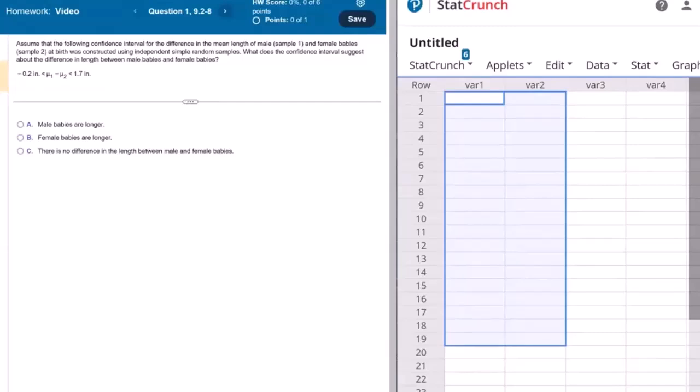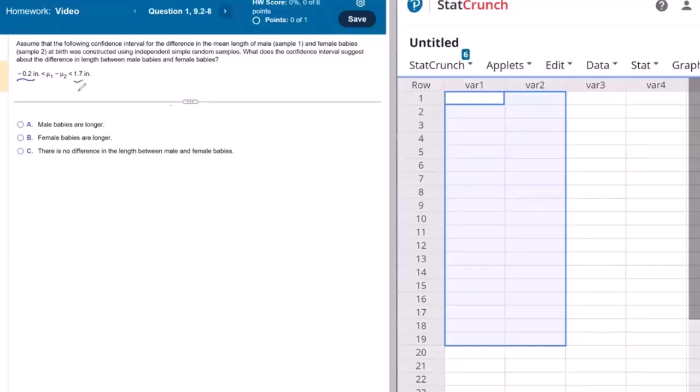Question number 1. Assume that the following confidence interval for the difference in the mean length of male babies, sample 1, and female babies, sample 2, at birth was constructed using independent, simple random samples. What does the confidence interval suggest about the difference in length between male babies and female babies? We have here negative 0.2 inches, and we have here positive 1.7 inches.